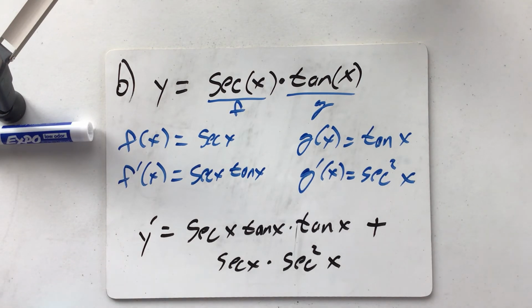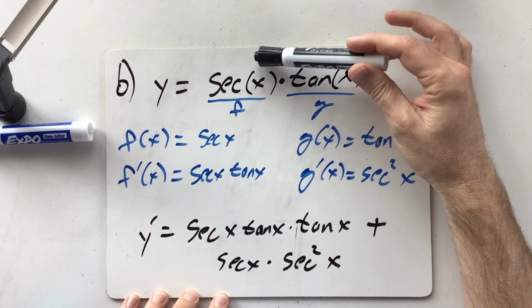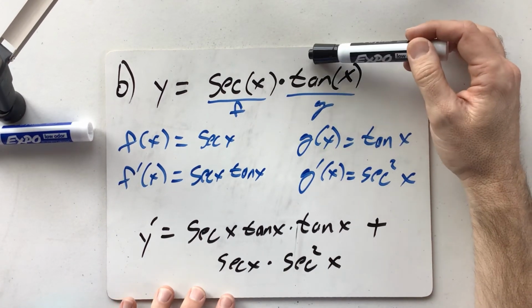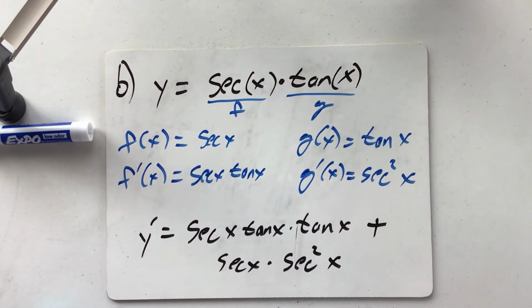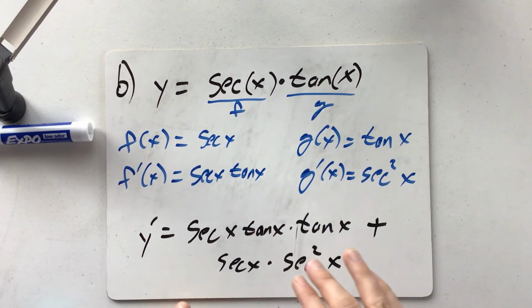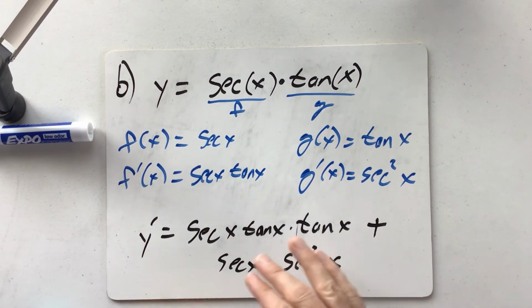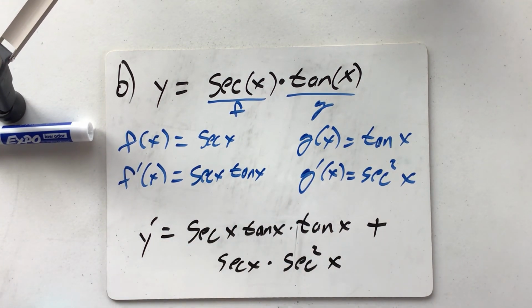By the way, there is another way you could have done this problem. We could have switched secant into 1 over cosine and tangent into sine over cosine, and then used the quotient rule and the chain rule and combined them together. So that would have been a correct way to do the problem, and you would have gotten an answer that is the same as this, but it would have looked really quite a bit different.